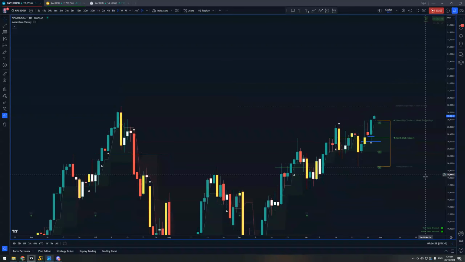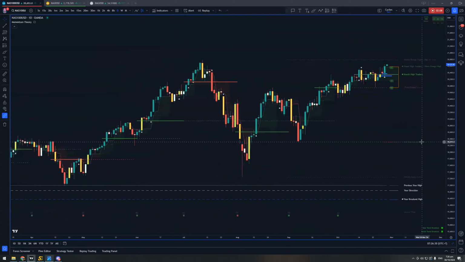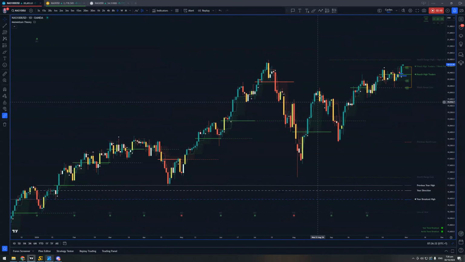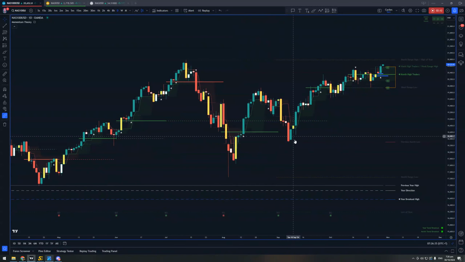So for me, the market moves from swing point to swing point. That's how I believe the market moves. It always goes from swing point to swing point. I don't care what the market does in between. All I care about are the swing points.